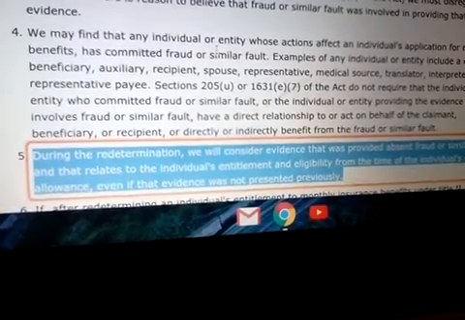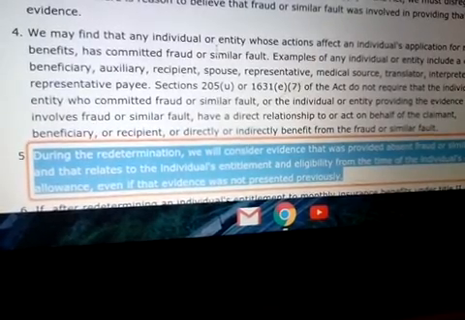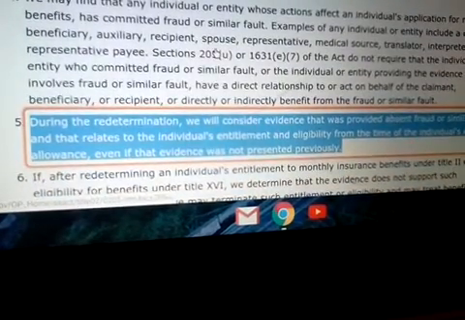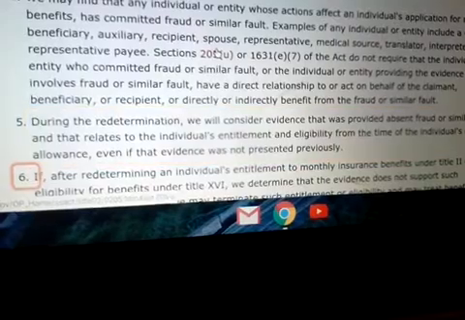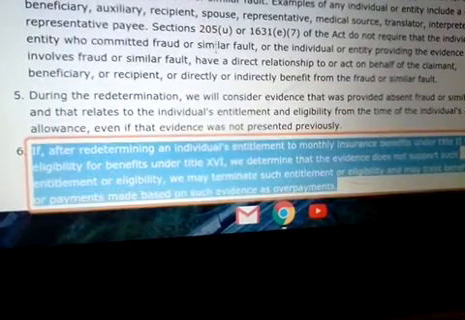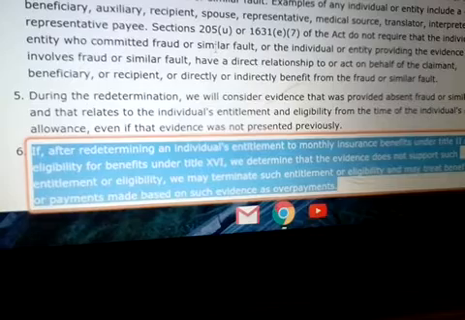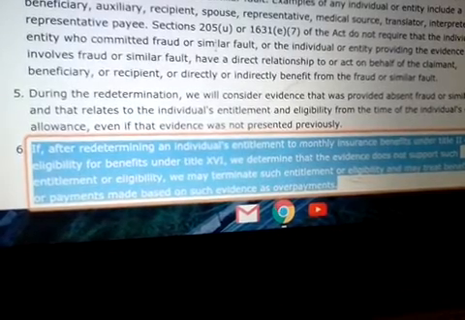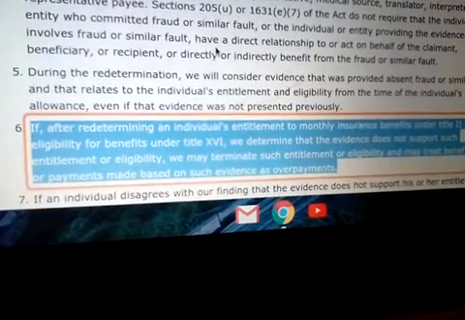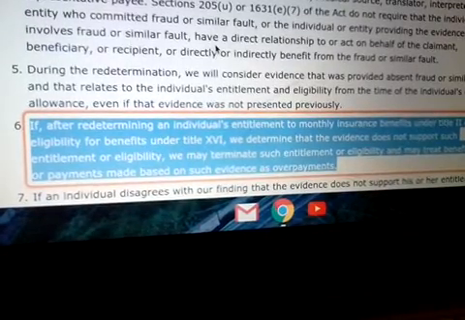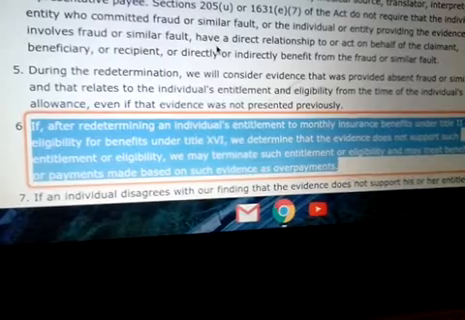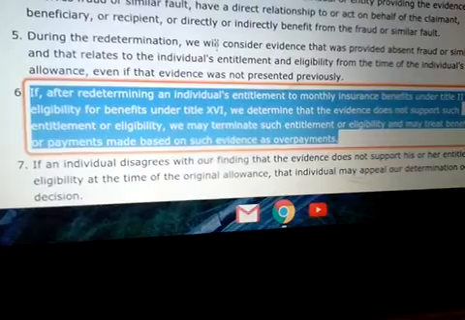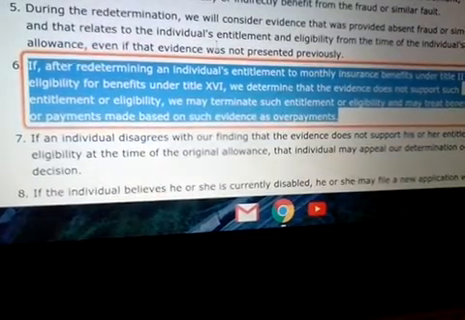relates to the individual's entitlement and eligibility from the time of the individual's original allowance, even if that evidence was not presented previously. 6. If, after redetermining an individual's entitlement to monthly insurance benefits under Title II or eligibility for benefits under Title 16, we determine that the evidence does not support such entitlement or eligibility, we may terminate such entitlement or eligibility and may treat benefits paid or payments made based on such evidence as overpayments.